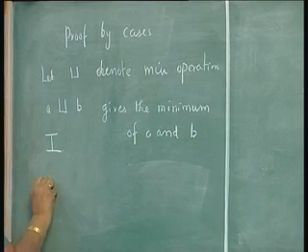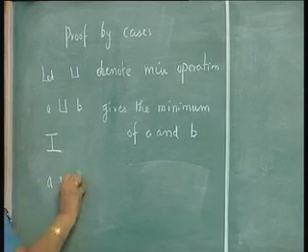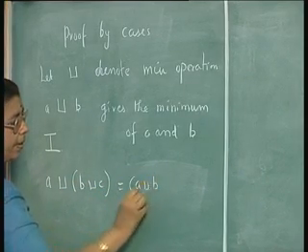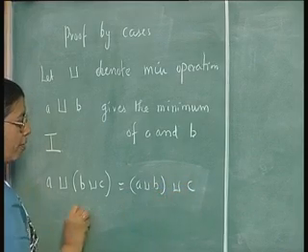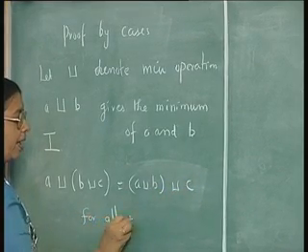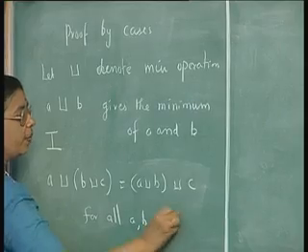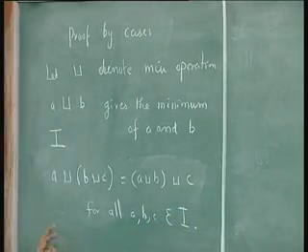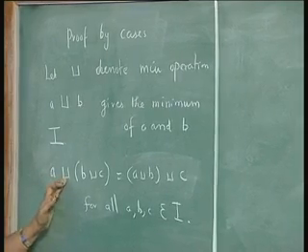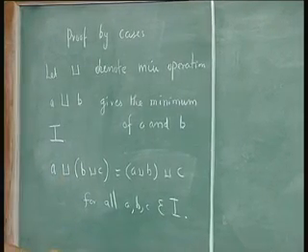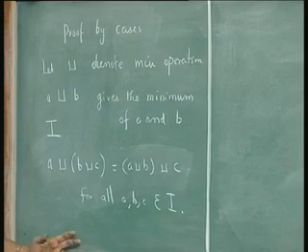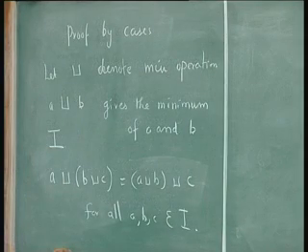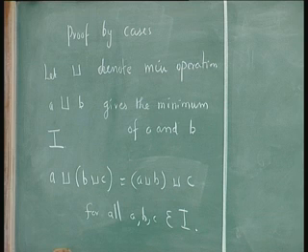That is, we want to prove that for all A, B, C belonging to I, the operator min is associative. Now, how do you prove? You can use proof by cases here. If you take three integers A, B and C, what are the possibilities?